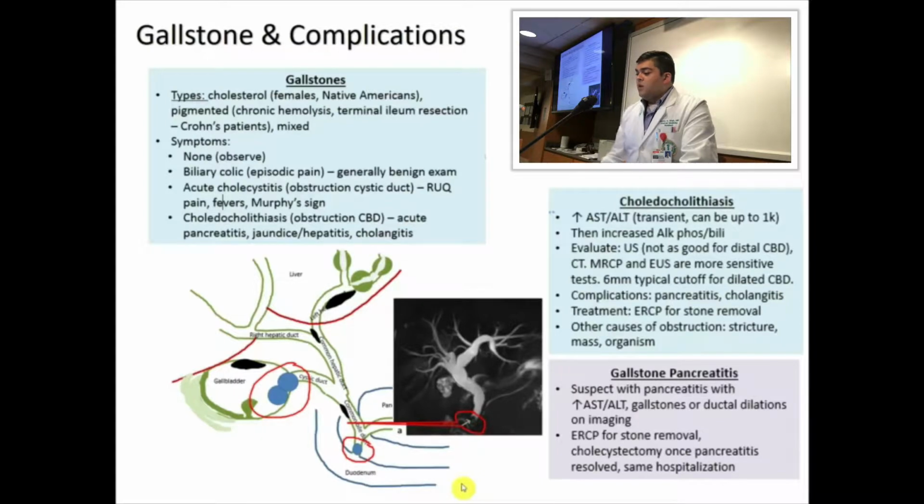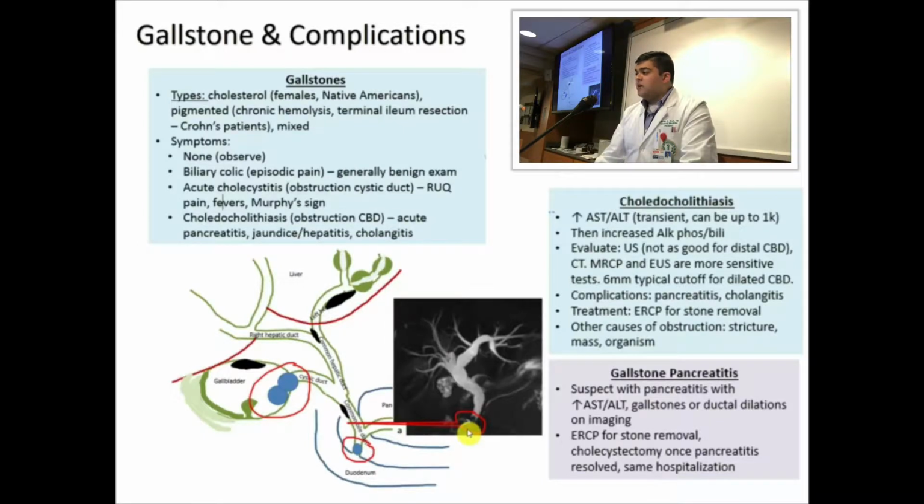So now going on to choledocholithiasis, which you can see can obstruct the common bile duct. We have it there next to the ampulla of Vater. Initially you will see an increase in the AST and the ALT. It's usually transient, up to 1,000 for each of them. And then the elevated alk phos and bili will come after that.